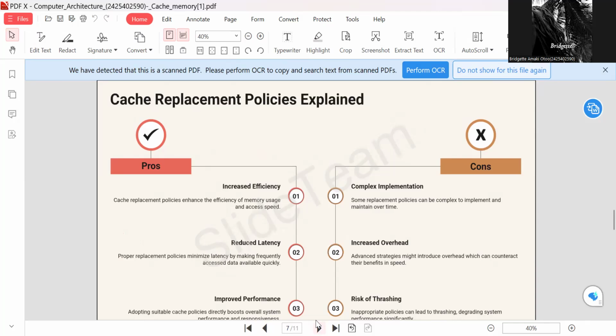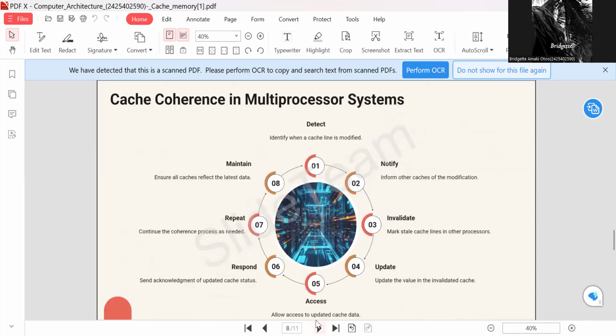Moving on to the cons. 1. Complex implementation. Some replacement policies can be complex to implement and maintain over time. 2. Increased overhead. Advanced strategies might introduce overhead which can counteract their benefits in speed. 3. Risk of thrashing. Inappropriate policies can lead to thrashing, degrading system performance significantly.